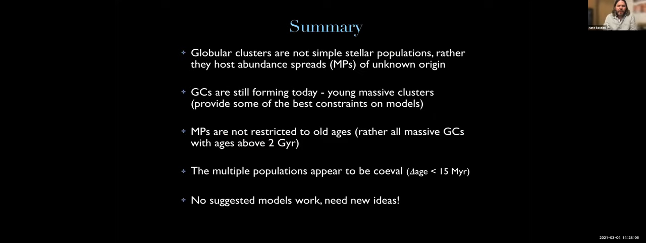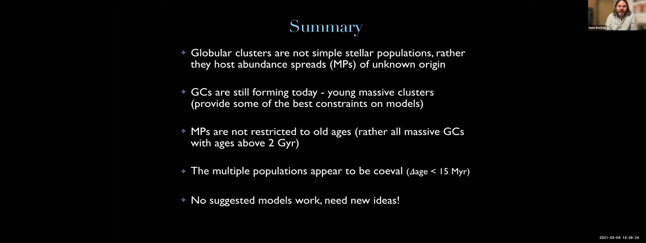And so just to summarize what I've said, globular clusters are not simple stellar populations. They host abundance spreads within them, which are known as multiple populations. Globular clusters are still forming today. These are known as young massive clusters or young globular clusters. And because of their young ages, they provide some of the best constraints on models to date.